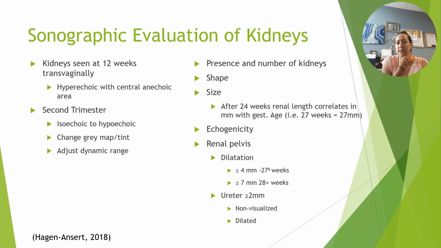And then if you do see dilation, is the ureter involved? If it's greater than 2 millimeters, that would be considered dilated, and then you would want to follow that as well to the bladder. Is the bladder dilated? Is there an obstruction there? So just looking at all those normal things, similar evaluation to the pediatric or adult kidney, but just on a little baby fetus.